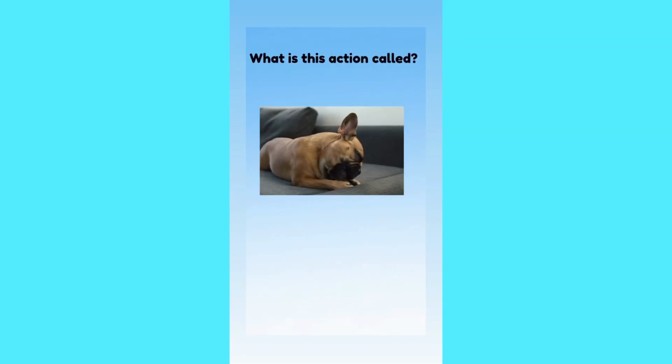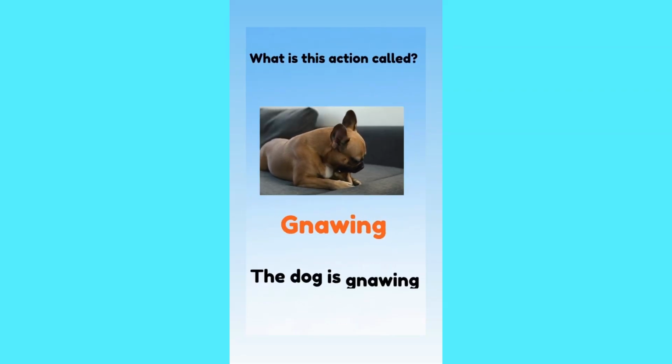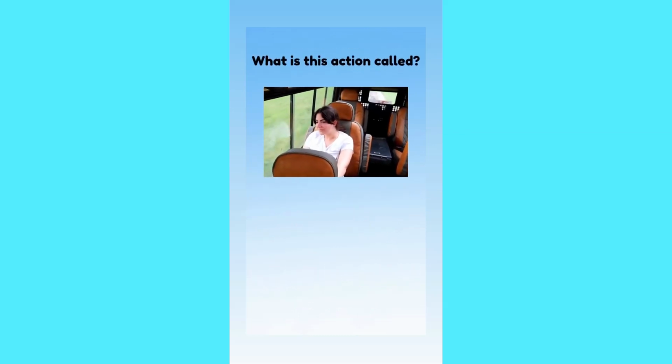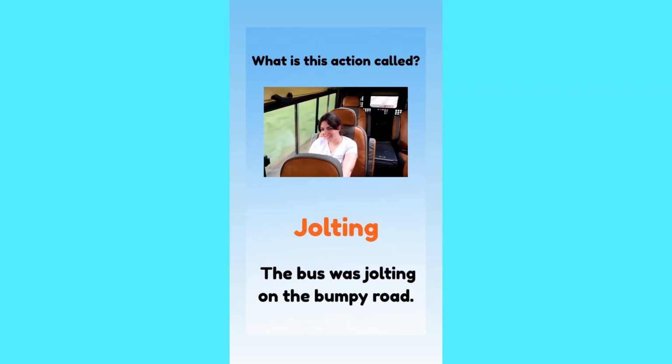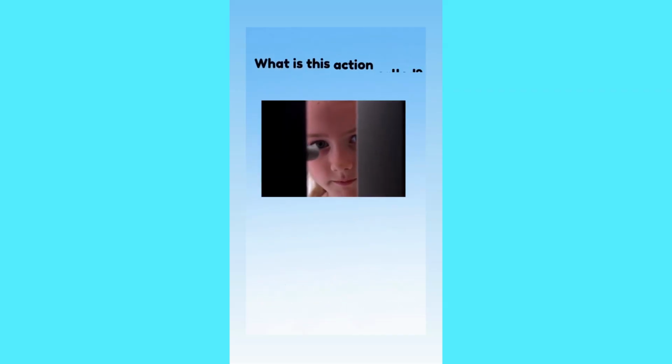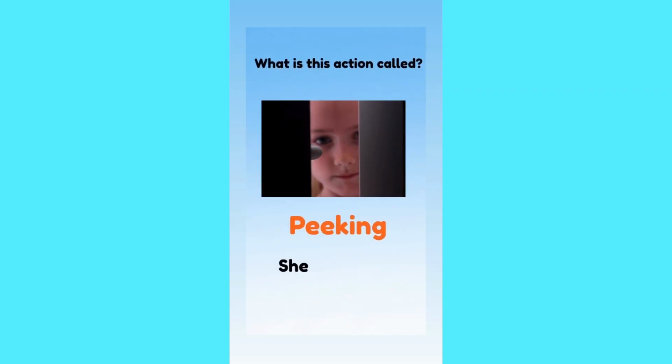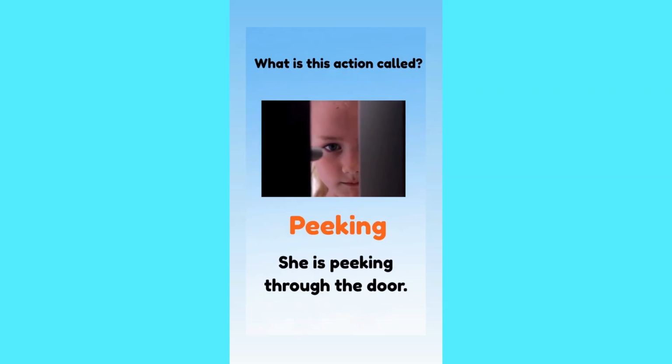What is this action called? Gnawing. The dog is gnawing the bone. What is this action called? Jolting. The bus was jolting on the bumpy road. What is this action called? Peeking. She is peeking through the door.